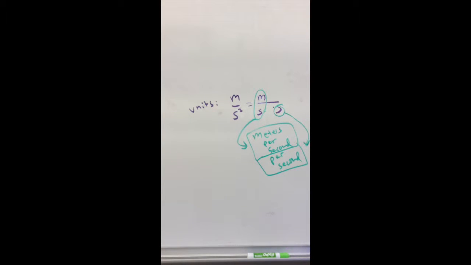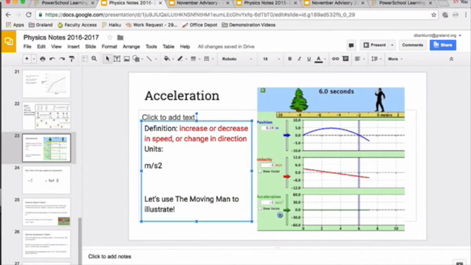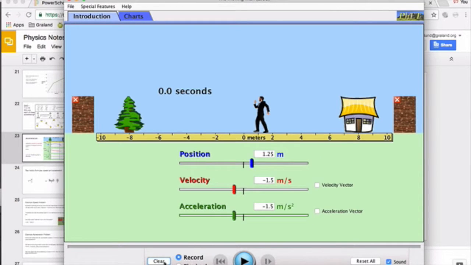So I'm going to pause this and put this into our... So we use the moving man to illustrate this concept. I put this application, this simulation, on the Haiku homepage. If you want to try and download it and simulate what I'm doing, it's not a terrible idea.